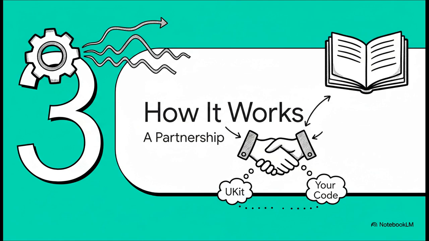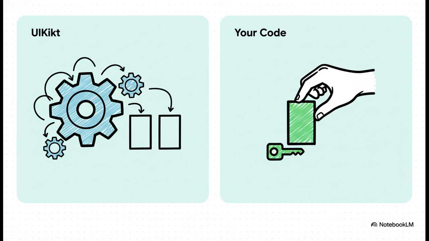Now, you might be thinking this sounds like magic, but it's not. The way state restoration works is more like a partnership. It's this really cool collaboration between UIKit and your own code. And in this partnership, everyone has their job. UIKit does all the heavy lifting, right? It handles rebuilding the entire navigation stack, and it knows when to ask your app for the pieces it needs. Your role? It's actually pretty simple. You just have to give your view controllers a unique ID, and then tell UIKit how to make a new one when it asks. That's it.